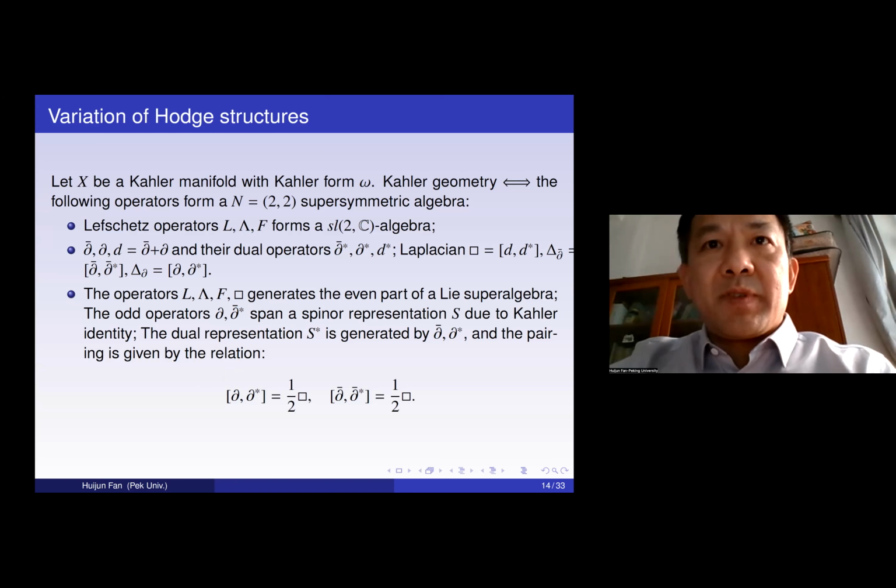Why do they span a spinor representation? This is actually given by the Kähler identities. And we also have the dual representation S star generated by partial bar and partial star. This is just you take the complex conjugate of the two operators. And the pairing is given by the following relation. So all the operators form an N equals 2 supersymmetry algebra. So this is a description of Kähler geometry on X.